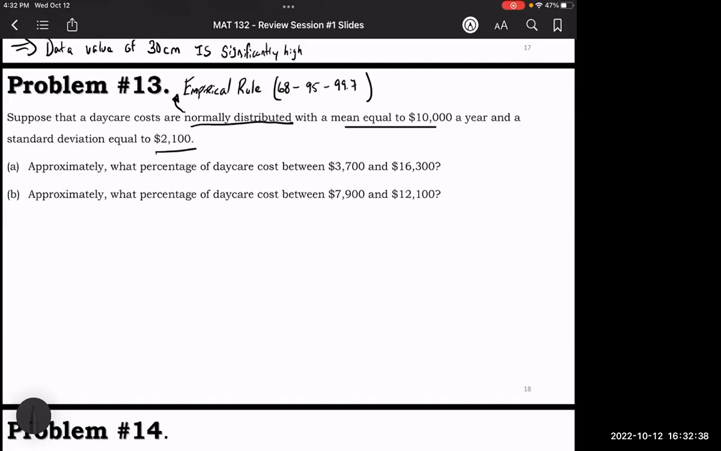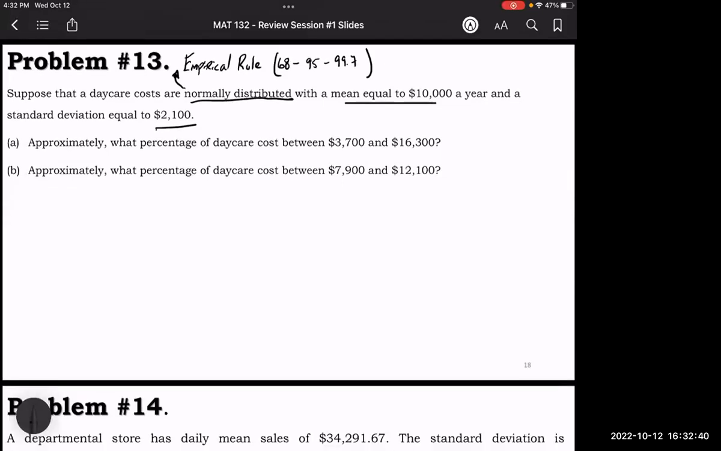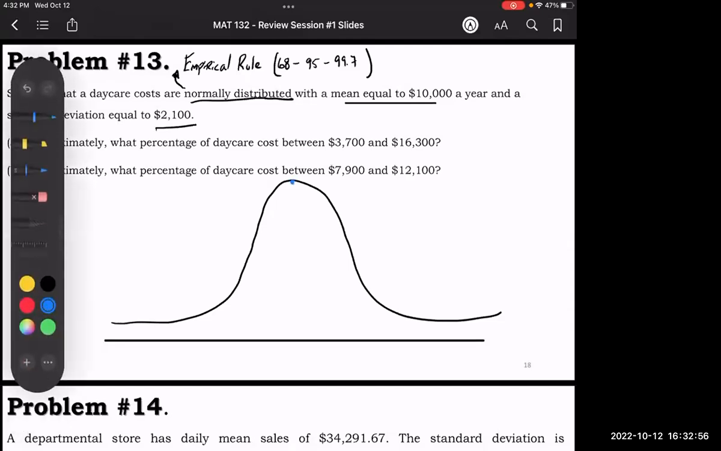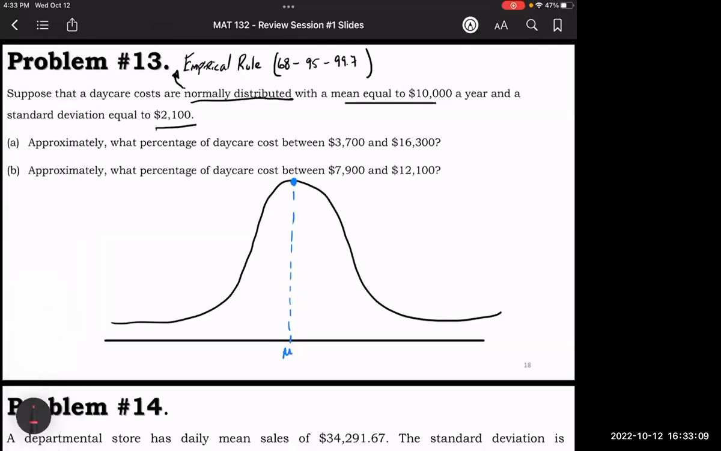So the way that the empirical rule works, let me just draw a bell for us. Now, that's not the best of bells, but we're going to live with it. So here's how it goes. At the peak or the center of your distribution, you have your mean. So what is the mean here in this problem? 10,000.